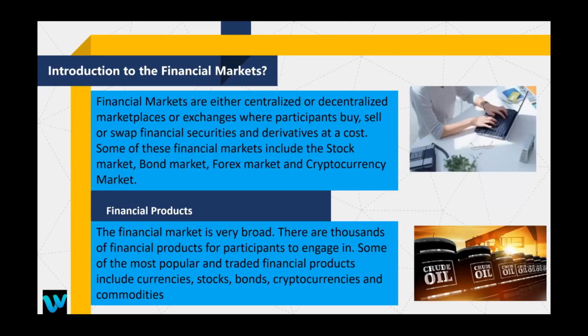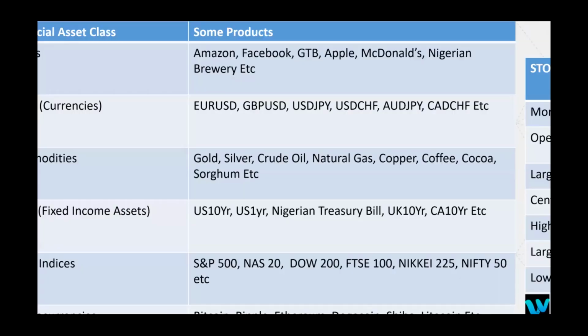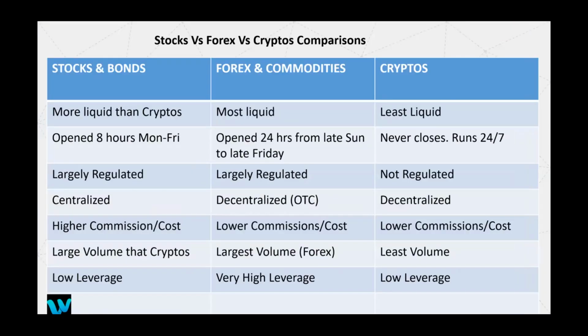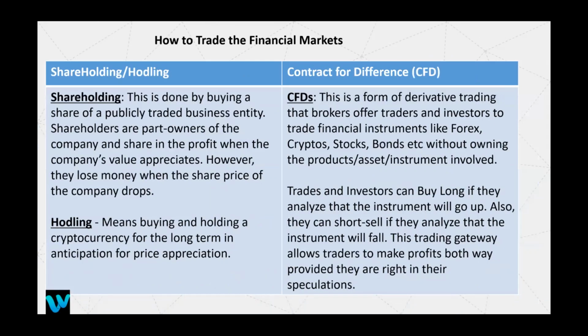We looked at the financial market. We broke everything down, looked at some examples, looked at different asset classes and examples under them. We looked at how you can trade the financial market. You can either buy and hold, or you can trade the contract, CFDs.